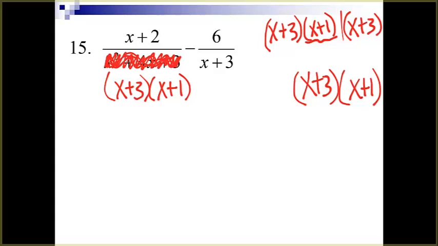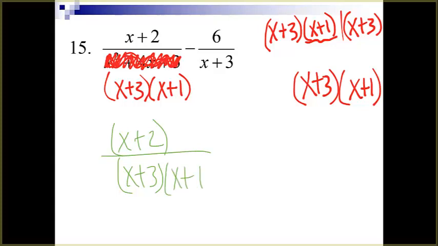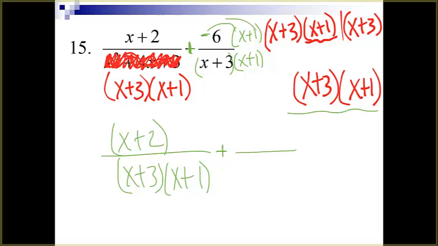So now, the first part here, already x plus 2 over x plus 3 times x plus 1. That does not need anything from this common denominator, but the minus 6 does. It needs, and I'm going to put this in parentheses, an x plus 1 on the top and the bottom. And again, if it helps, you can change this to a positive sign and this to a negative because you're going to use the distributive property. So I'm going to change that to a positive, and I have the negative 6x minus 6.